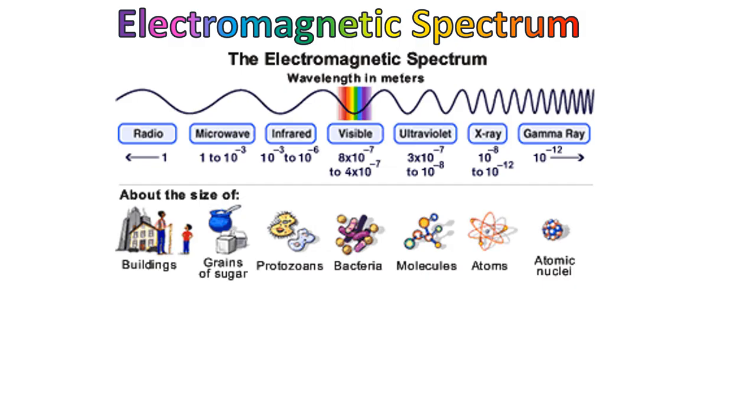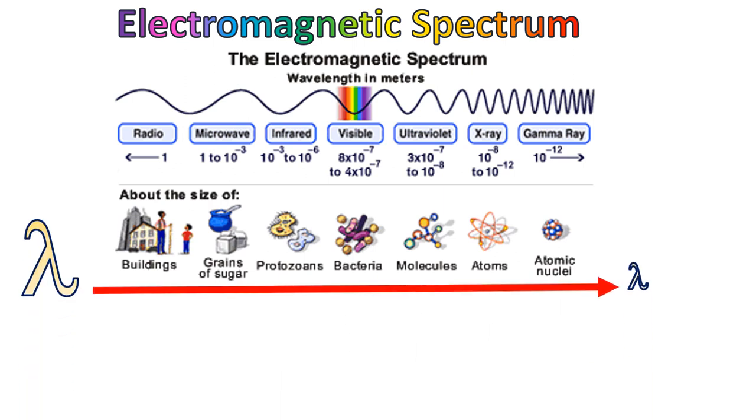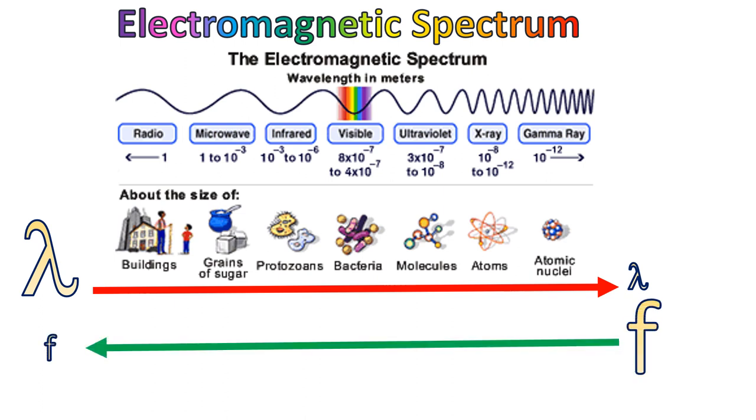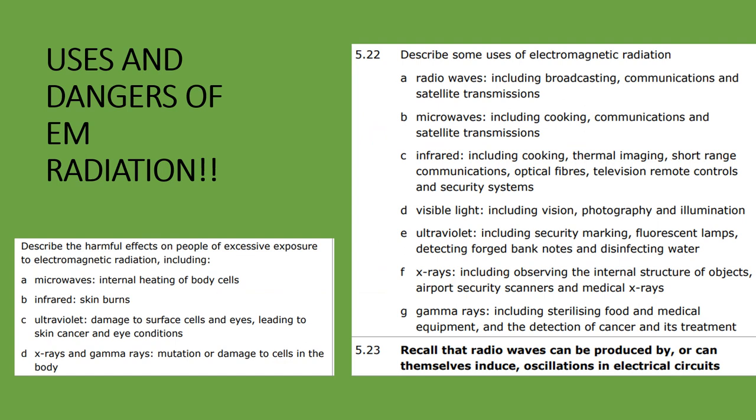Then the electromagnetic spectrum. They love questions on this, 6-mark questions, so make sure you know the order from biggest wavelength down to smallest wavelength. Remember, the frequency is the opposite way around, so if it has a big wavelength, it has a small frequency. And you need to know the dangers and uses of each of them. Really, really important. It's all listed there from your specification.